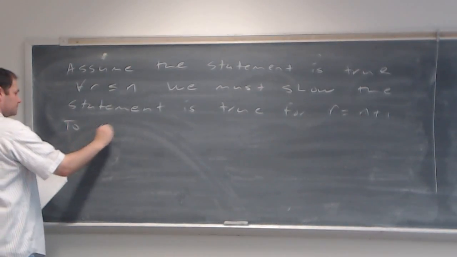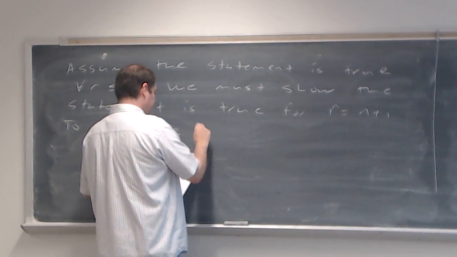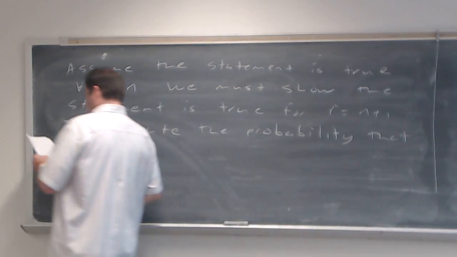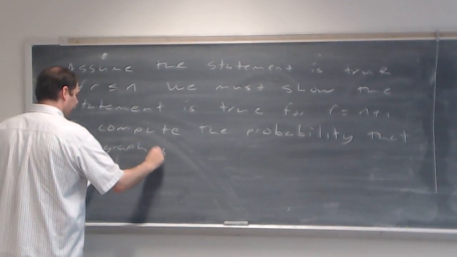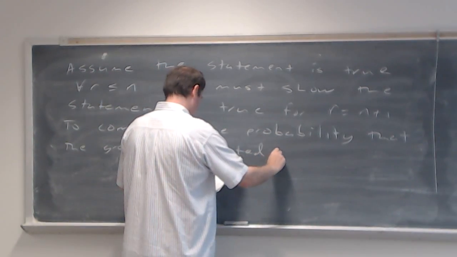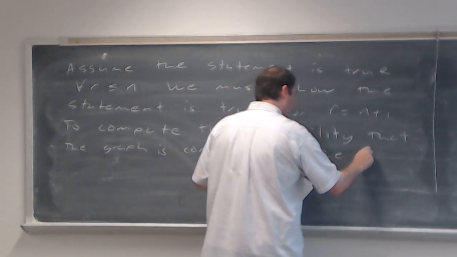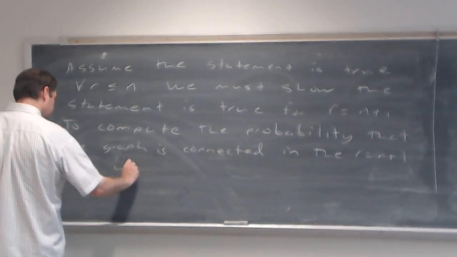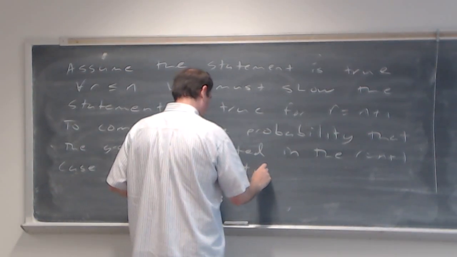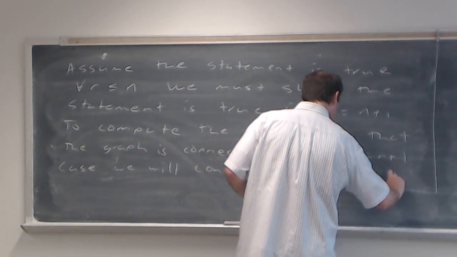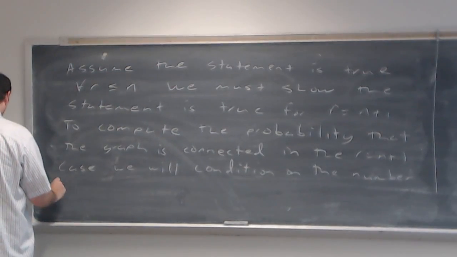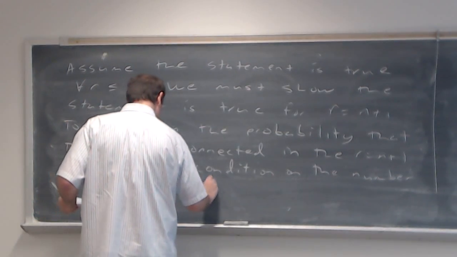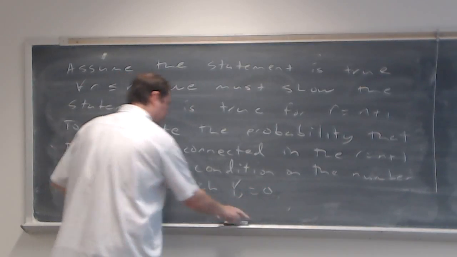So to compute the probability that the graph is connected in the R equal to n plus 1 case, we will condition on the number of arcs for which y sub j equals 0. That's what we want to do.